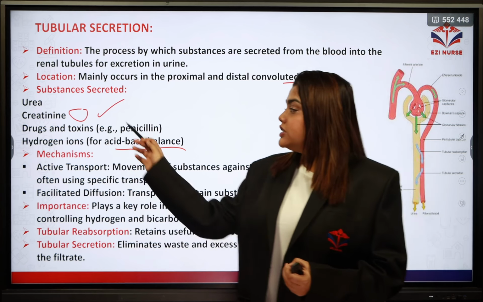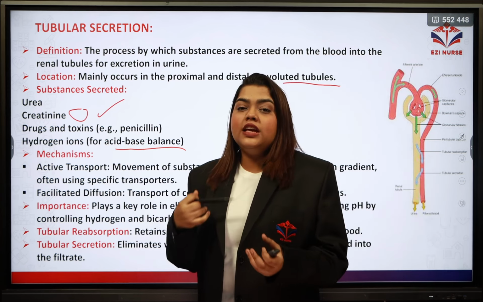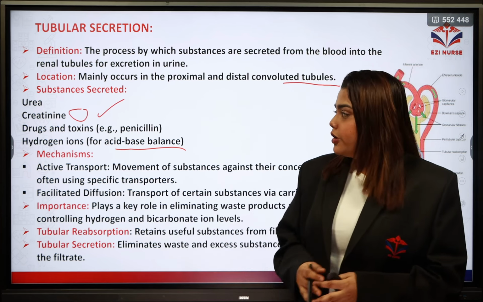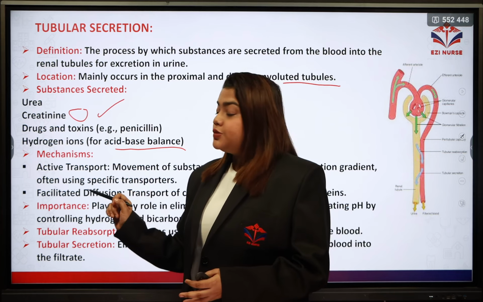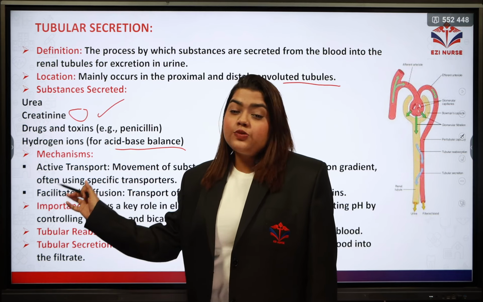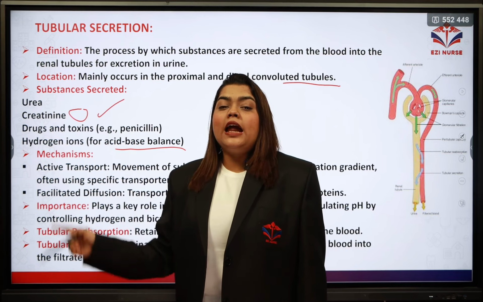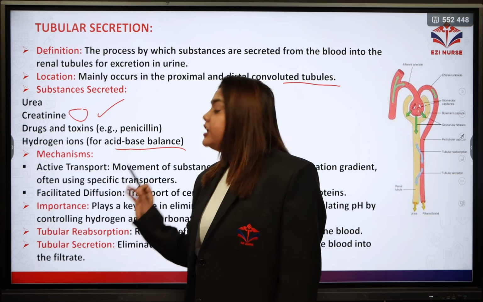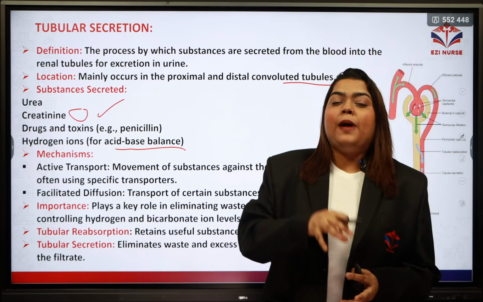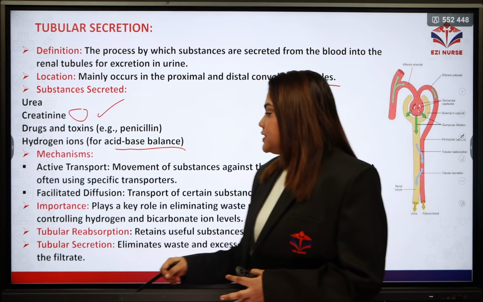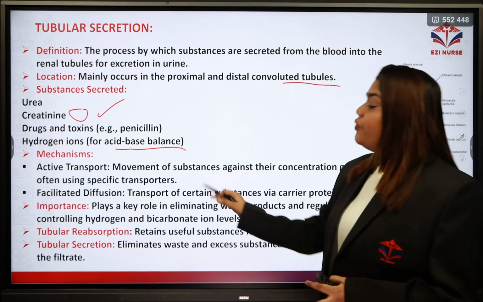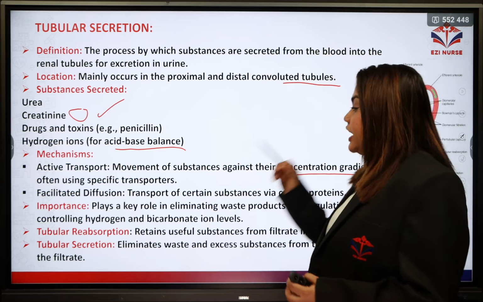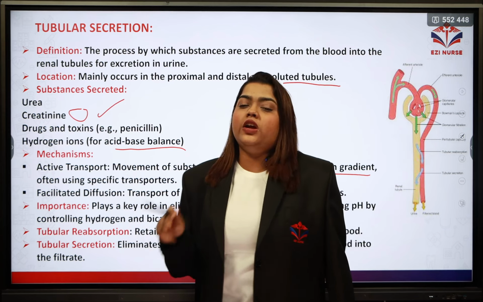Okay, so this is the main culprit, or we can say the main component, creating the kidney failure. So those are the substances that are secreted. Next is the mechanism. In the mechanism we have two steps, that is active transport and facilitated diffusion. Here the passive transport will not be present. In active transport, the movement of the substance is against the concentration gradient, often using a specific transporter.